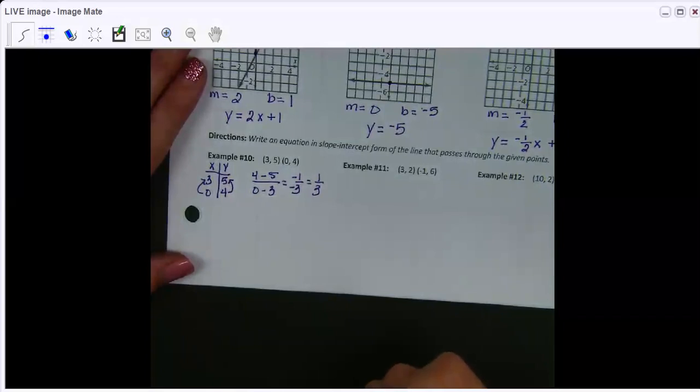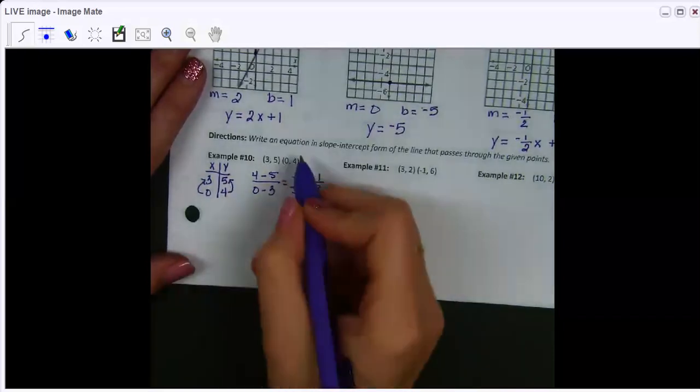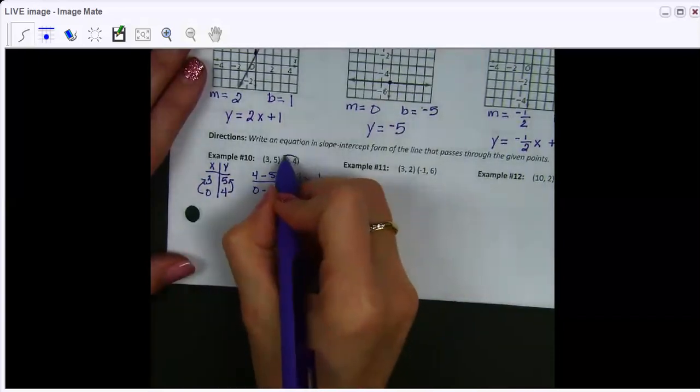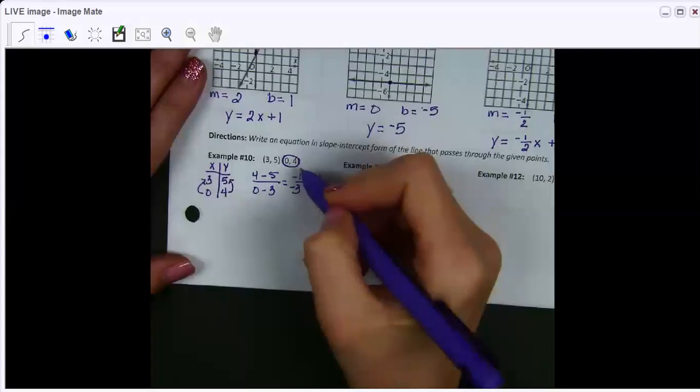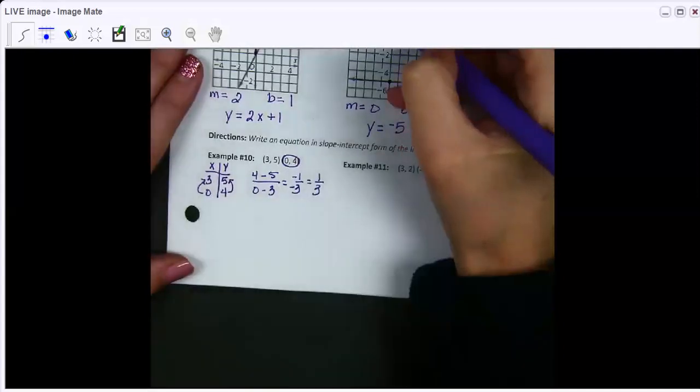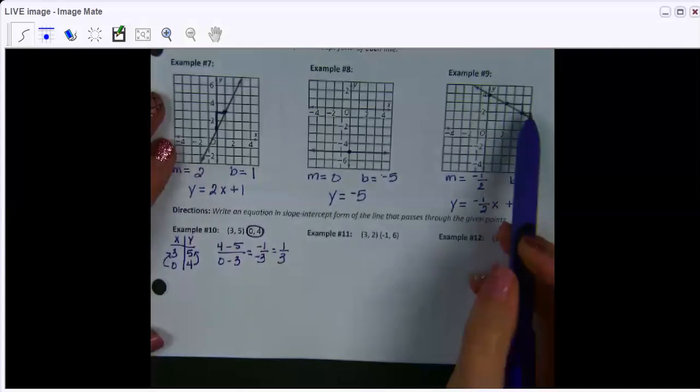Yeah, the answer is 4. We don't even have to do any work for this one because they give us the intercept right here. If I were to plot this, it would be at 4 up here on the graph. It's actually very similar to this one right here.